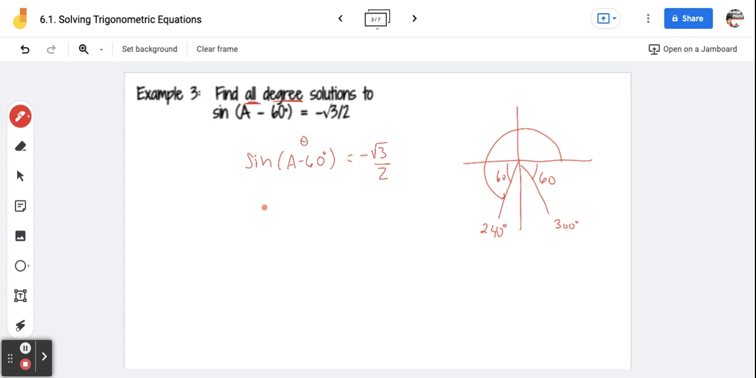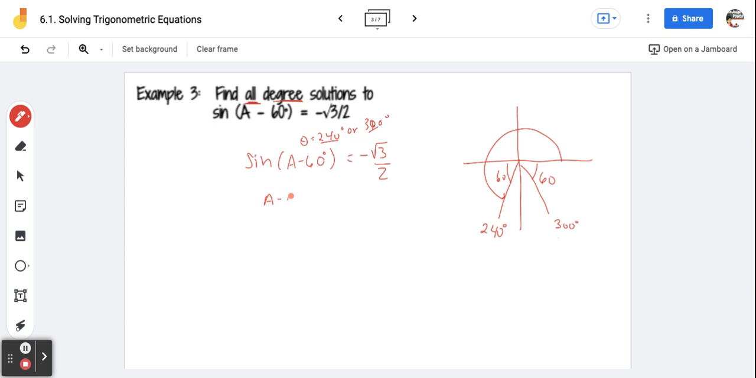So now theta would have to be either 240 or 300. Sine of 240 is negative square root of 3 over 2, and sine of 300, not 360, is also negative square root of 3 over 2. So both of these work. Now, we want to solve for a, though. This is what the whole angle has to be, 240 or 300.